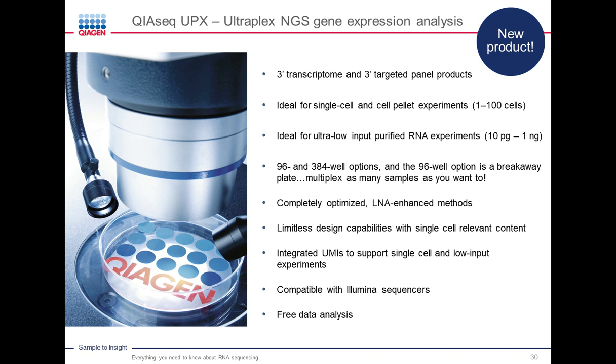So we have a new kit called Seek QPX, and that stands for ultraplexing your NGS gene expression. Basically, we have this for a 3' transcriptome as well as a 3' targeted RNA. It works for samples whether you have 1 to 100 cells, and it's basically a direct lysis method. And it also works for very low RNA inputs, so 10 picograms to 1 nanogram. And basically, we are tagging each of these samples during cDNA synthesis.